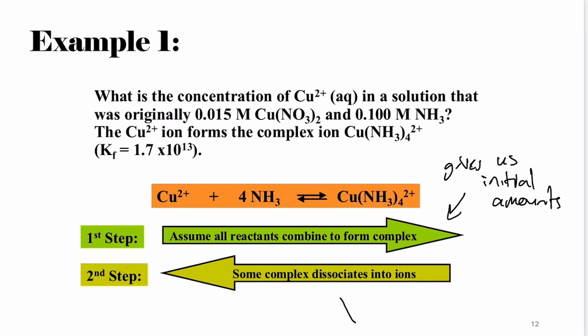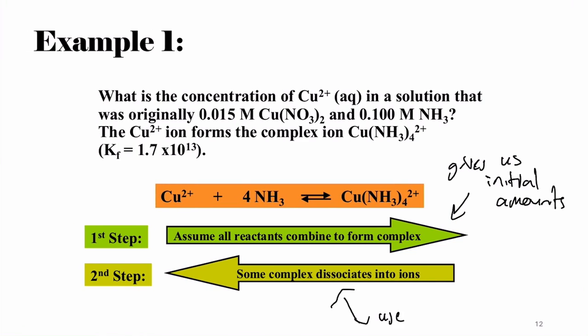And in step 2, what do you think we'll use to determine the concentrations of these things at equilibrium? What tool have we been using to determine concentrations at equilibrium? Ice tables, right? So this is where you're going to use the ice table. So in step 1, you determine your initial concentrations, because you're assuming that all of the complex ion has formed. And then in step 2, you're going to use an ice table to determine what the equilibrium concentrations are going to be.